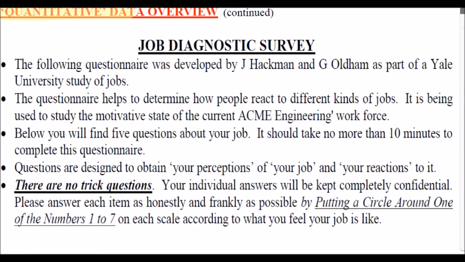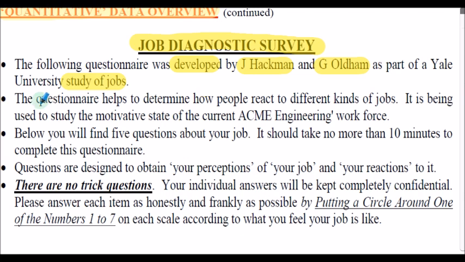Quantitative data overview continued. Here's an illustration of a survey I undertook many years ago within an engineering company. This was a standard questionnaire entitled the Job Diagnostic Survey, and it was developed by researchers Hackman and Oldham, who were university researchers who undertook research related to the study of jobs as found in the workplace. I used this questionnaire to try and determine the motivational characteristics within an engineering company.